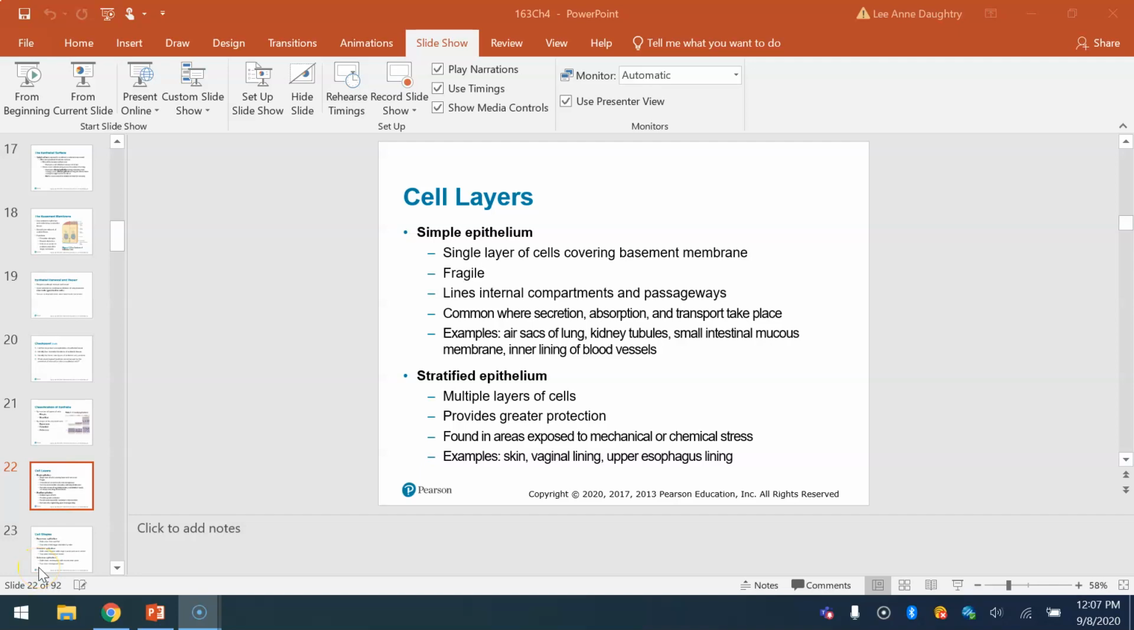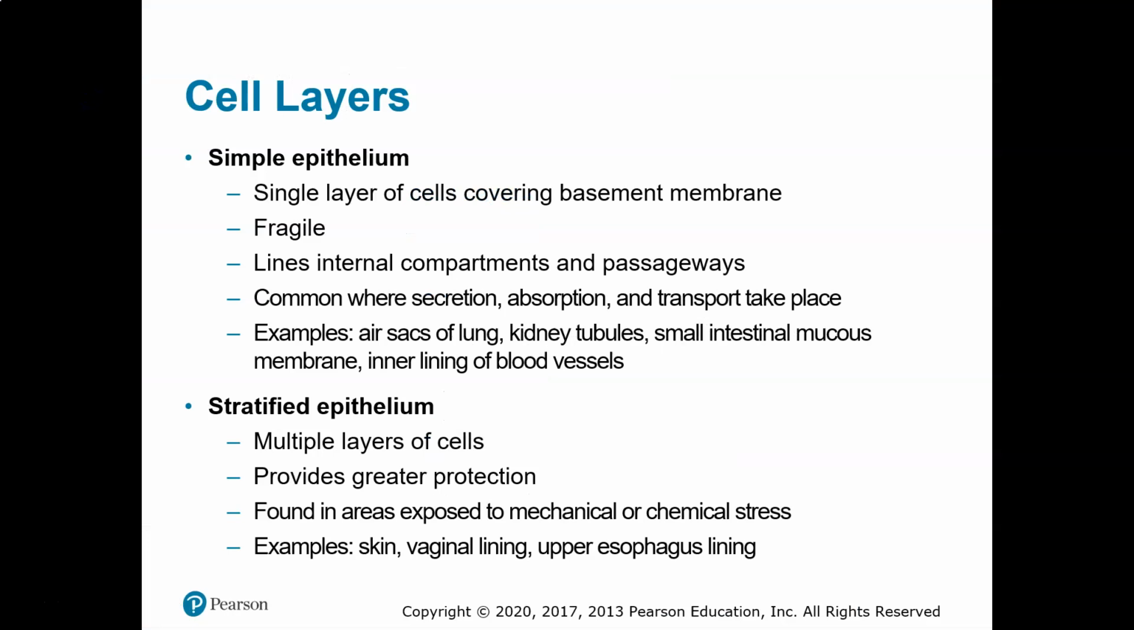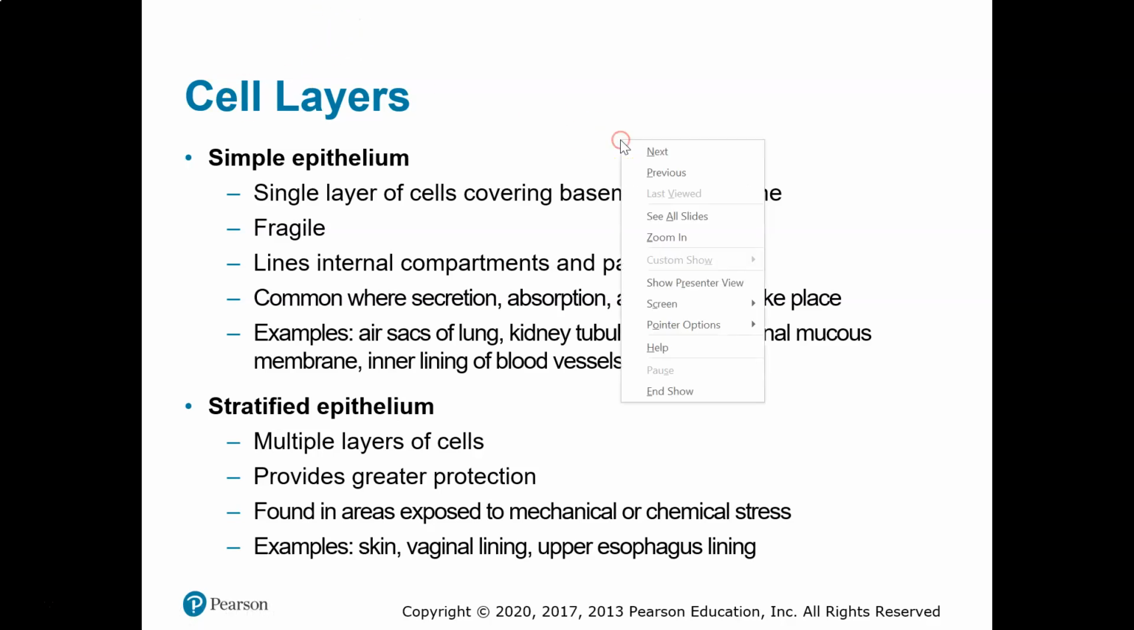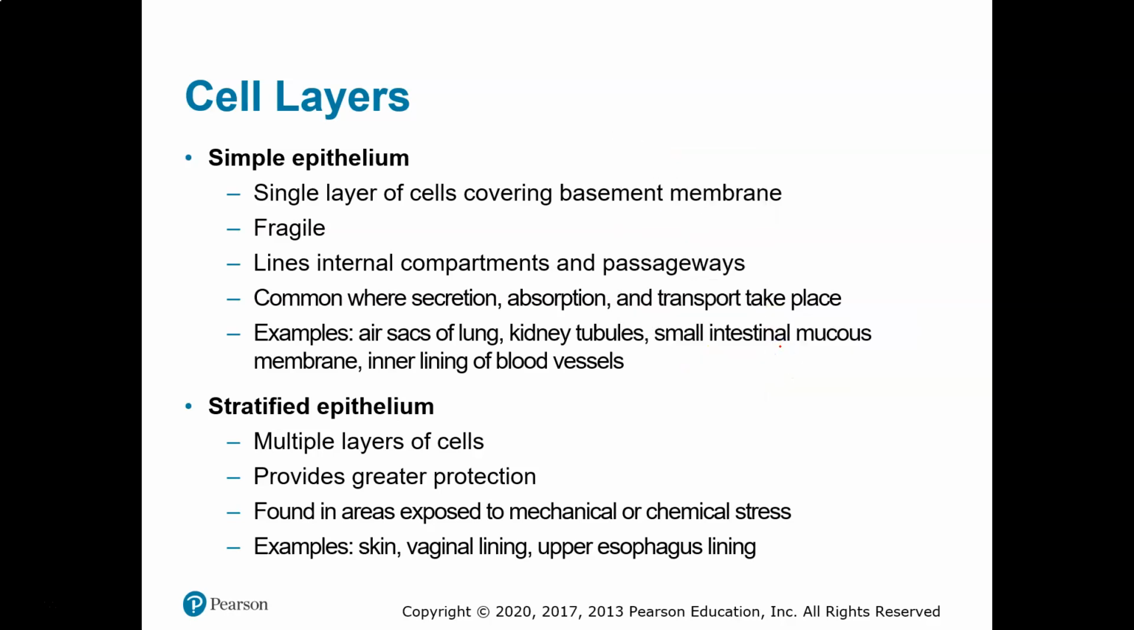This is part 2 of the tissue chapter in anatomy and physiology, and we left off with we had just started talking about how we classify epithelial tissue. So we are now on slide 22. The first thing that we look at is the number of cell layers. If there is only one layer of cells, then we call that simple epithelium, a single layer of cells.